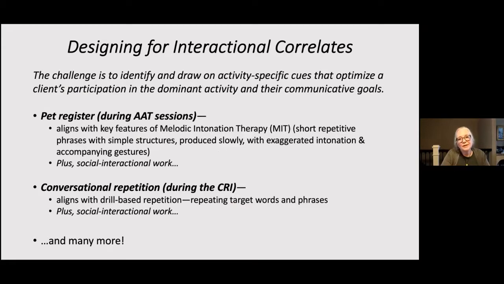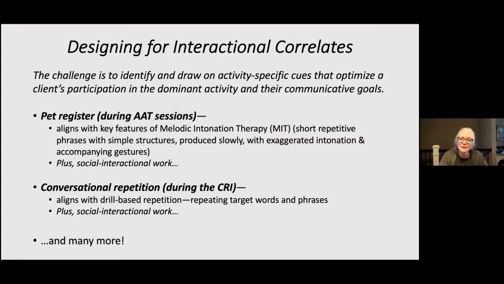So the challenge for us is to identify and draw on activity-specific cues that optimize a client's participation in the dominant activity as well as supporting their communicative goals. One we mentioned already is pet register. That happened with everybody during the AAT sessions. It aligns with the more structured features of melodic intonation therapy. In pet register, people use short repetitive phrases with simple structures. They're produced slowly, often with exaggerated intonation and with accompanying gestures. Plus, pet register is doing social interactional work.